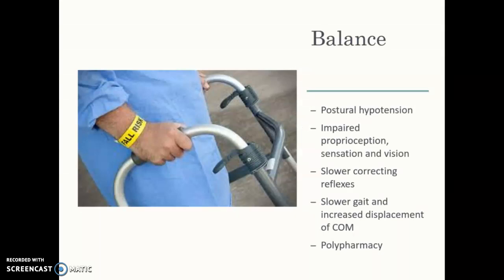Balance. So balance is affected by postural hypotension, impaired proprioception or sensation and vision, slower correcting reflexes, slower gait and increased displacement of the centre of mass, and polypharmacy.